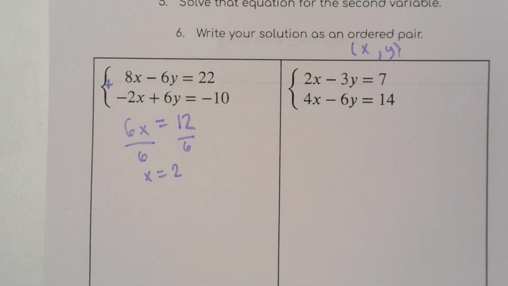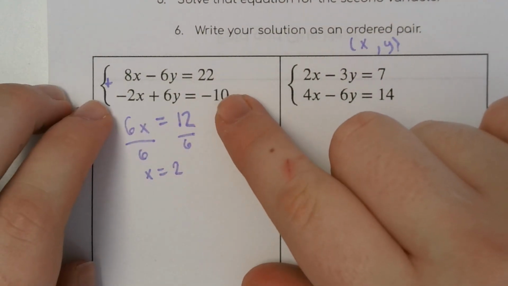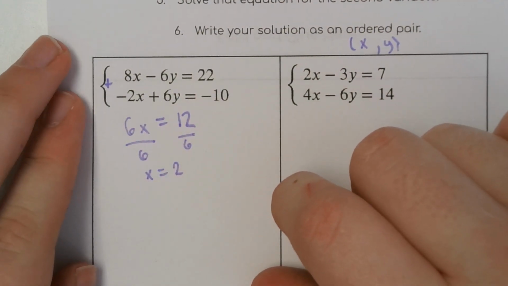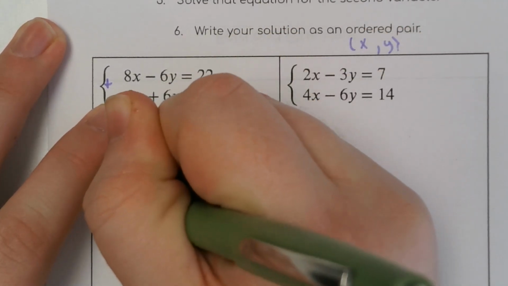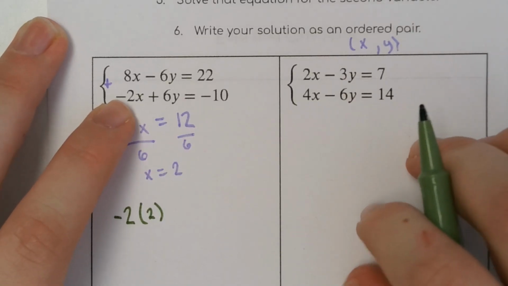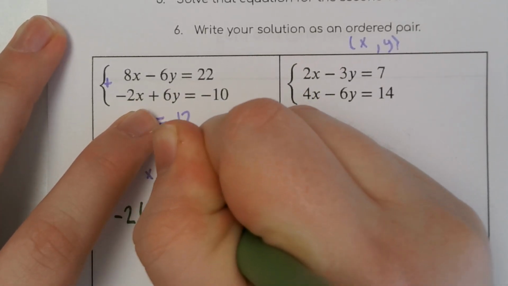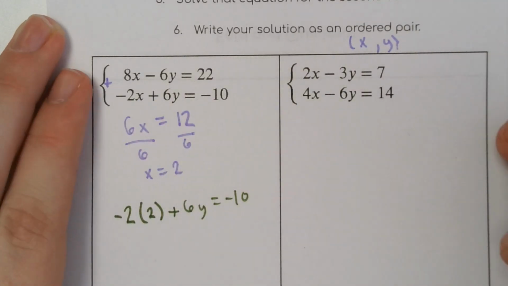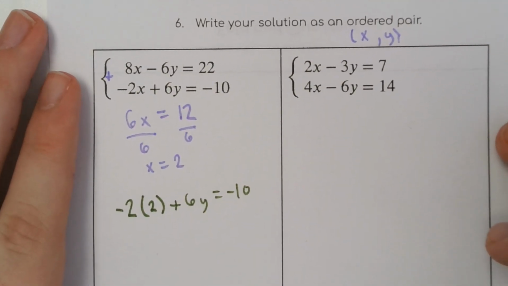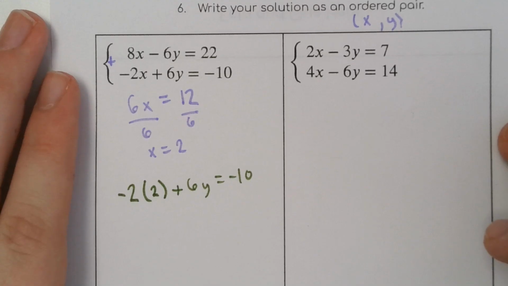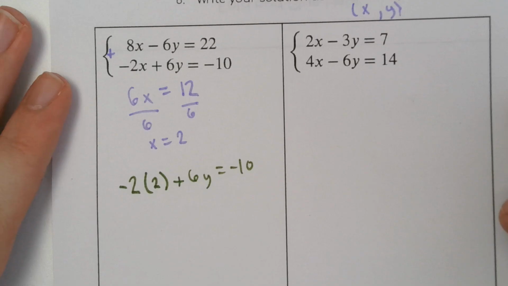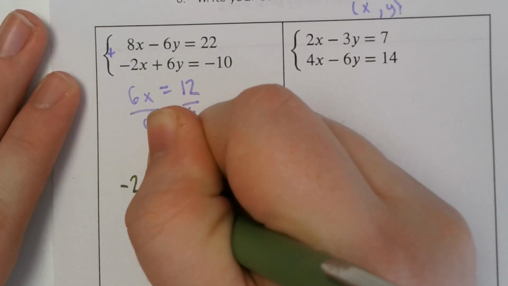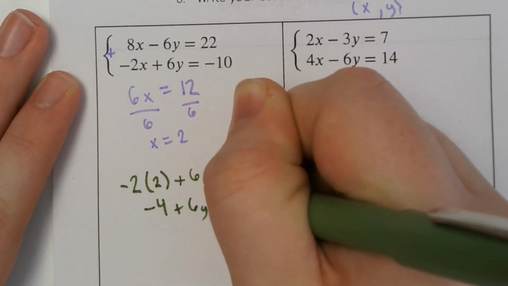Okay. Now we have to take that x, and we can plug it into either equation. Which one do you want to do? The top or bottom? The bottom. Okay. So we got negative 2. Instead of x, we're going to plug in 2. And then plus 6y equals negative 10. Any questions on that? Okay, negative 2 times 2 is negative 4 plus 6y equals negative 10.